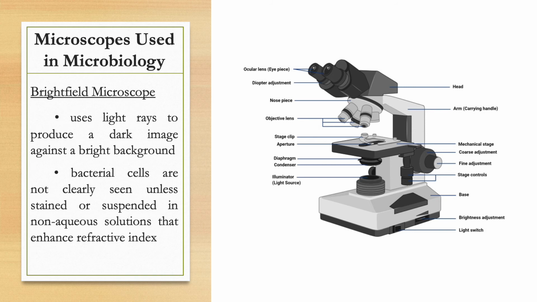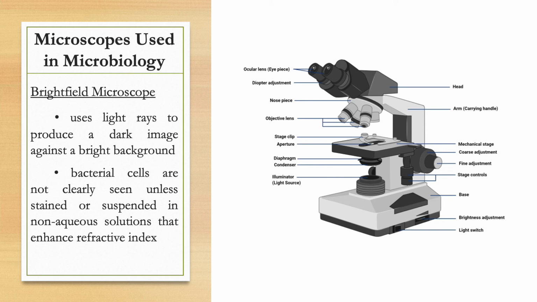In the microbiology laboratory, you will encounter a variety of microscopes. However, the most commonly encountered one is the bright field microscope, otherwise known as the light microscope. This microscope uses light rays to produce a dark image against a bright background. However, this microscope also has the disadvantage because bacterial cells are not clearly seen unless stained or suspended in non-aqueous solutions that enhance refractive index.